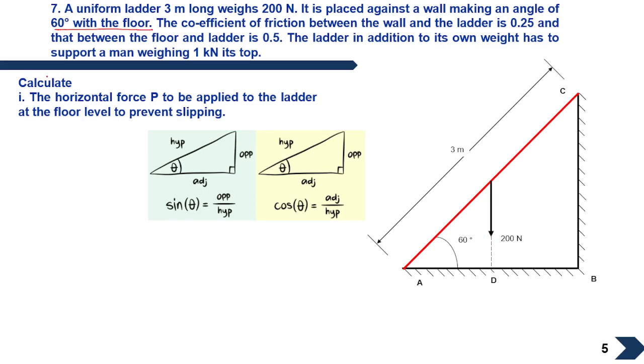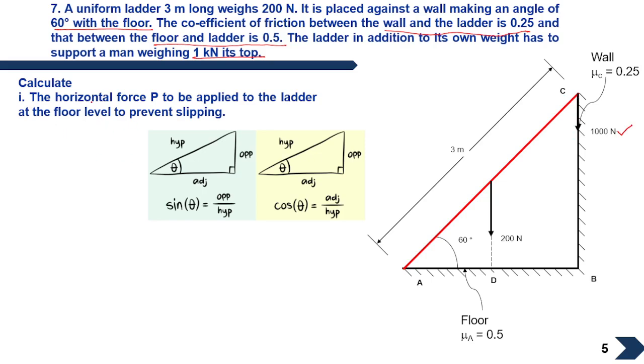The coefficient of friction between the wall and the ladder is 0.25, which is mu c in this case, and between the floor and the ladder it is 0.5. The ladder, in addition to its own weight, has to support a man weighing 1 kilonewton at the top. So a 1 kilonewton force is acting at the top, at point C, and the load will act downward, since it is a weight and will always act downward.